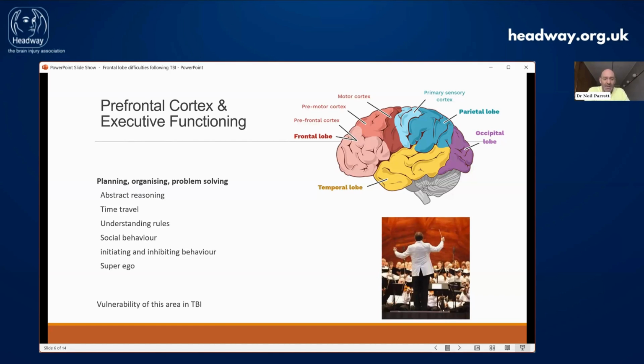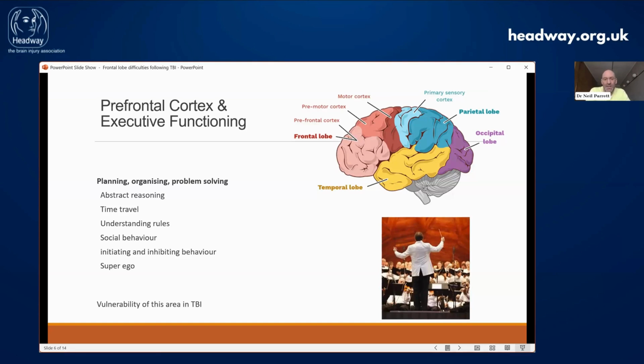For those people who have any knowledge around Freud and his theories, I suppose the prefrontal cortex is most closely associated with our superego, an area where we make moral decisions on the course of action we take.